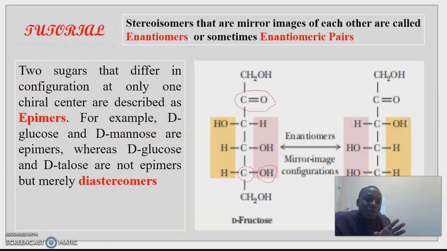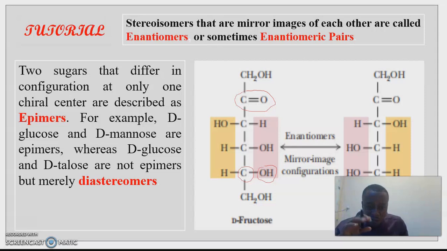Now, when we talk about stereochemistry, we also talk about stereoisomers that are mirror images of each other. When a compound has a mirror image, it is referred to as an enantiomer. For example, D-fructose and L-fructose are mirror images of each other, so they are called enantiomers. When you talk about a mirror image, you notice that when you want to shake your hand in the mirror, you bring your right hand, and it will give you your left hand. So that's what we refer to as a mirror image.